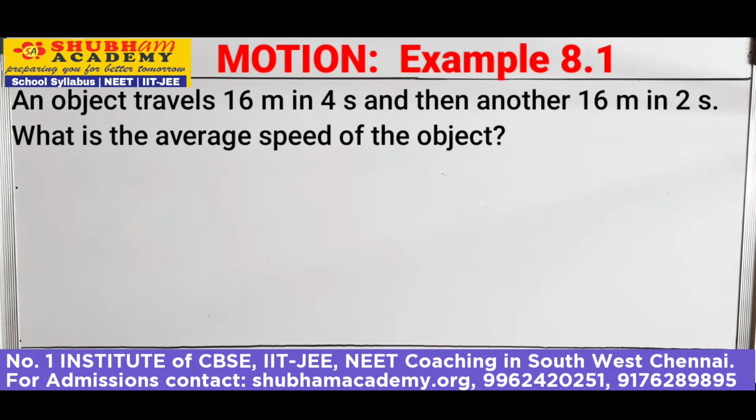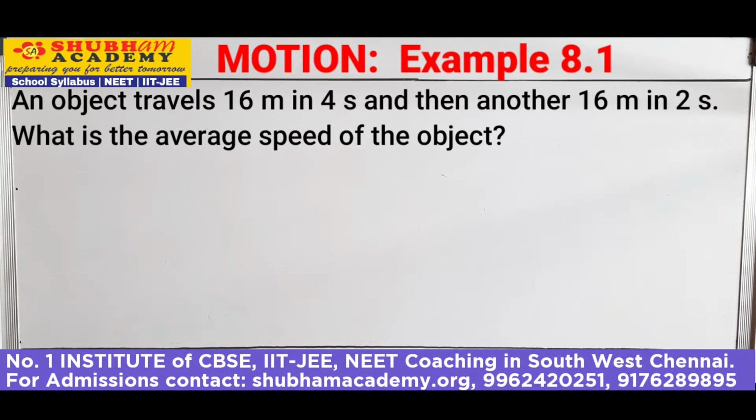So, example 8.1. The question says an object travels 16 meter in 4 seconds and then another 16 meter in 2 seconds. What is the average speed of the object, right? So, what is given?